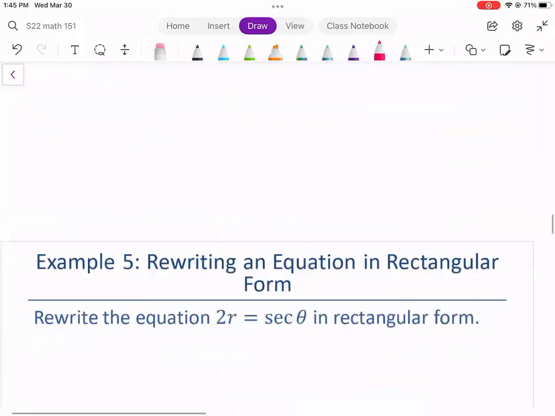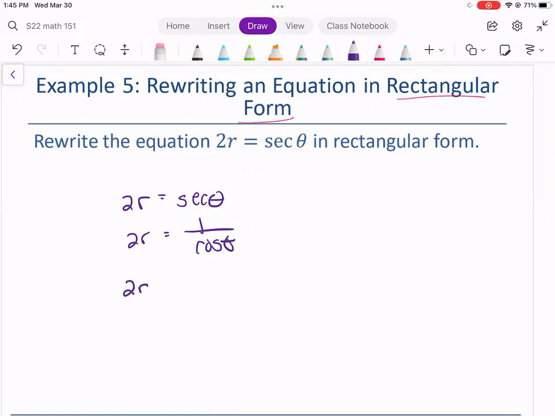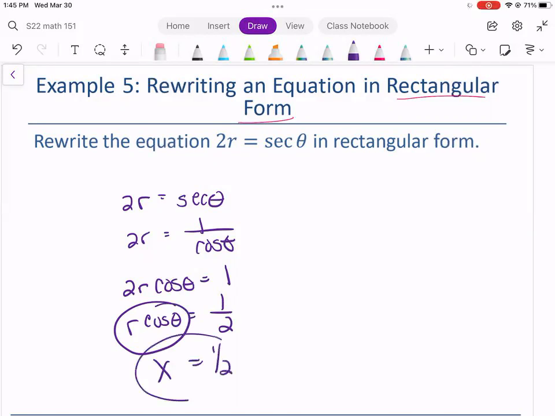If we're looking to go in the opposite direction, where we want to rewrite this into rectangular form in terms of x and y, sometimes you just have to play with it a little bit. We do know that secant we can rewrite as 1 over the cosine of theta. And then when we simplify this, we get 2r cosine theta equals 1. And notice that r cosine theta equals 1/2. But this is indeed x. So we just end up with x equals 1/2.